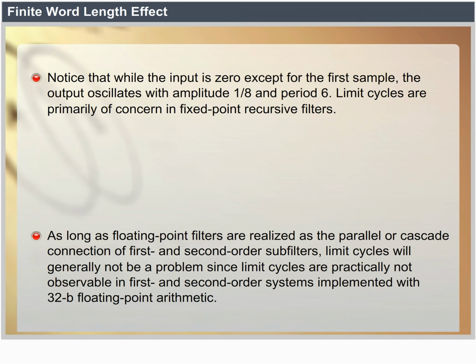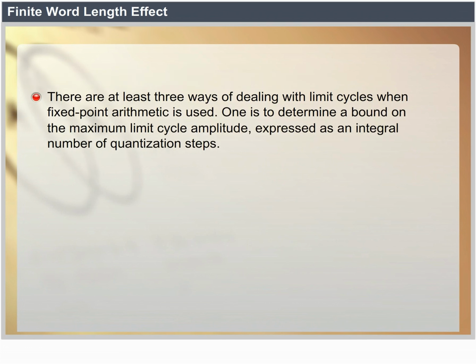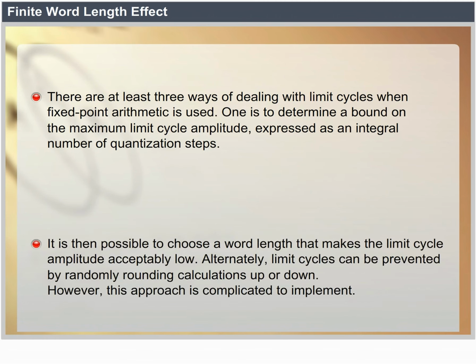It has been shown that such systems must have an extremely small margin of stability for limit cycles to exist at anything other than underflow levels, which are at an amplitude of less than 10 to the power minus 38. There are at least 3 ways of dealing with limit cycles when fixed point arithmetic is used. One is to determine a bound on the maximum limit cycle amplitude expressed as an integral number of quantization steps. It is then possible to choose a word length that makes the limit cycle amplitude acceptably low.